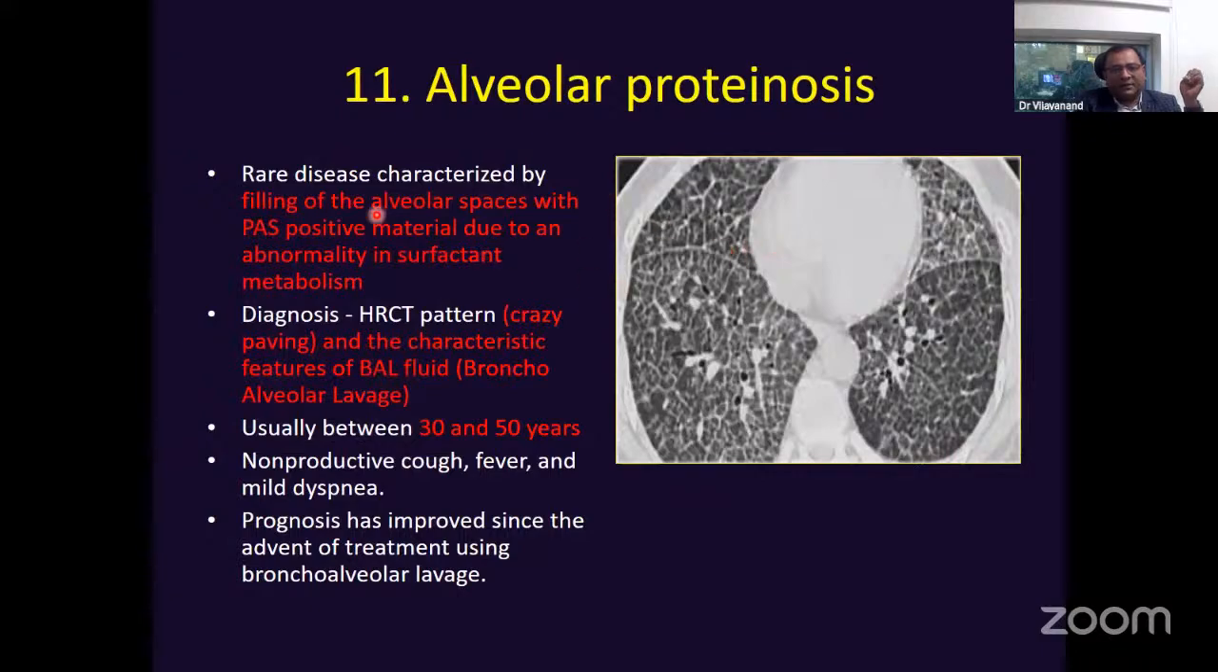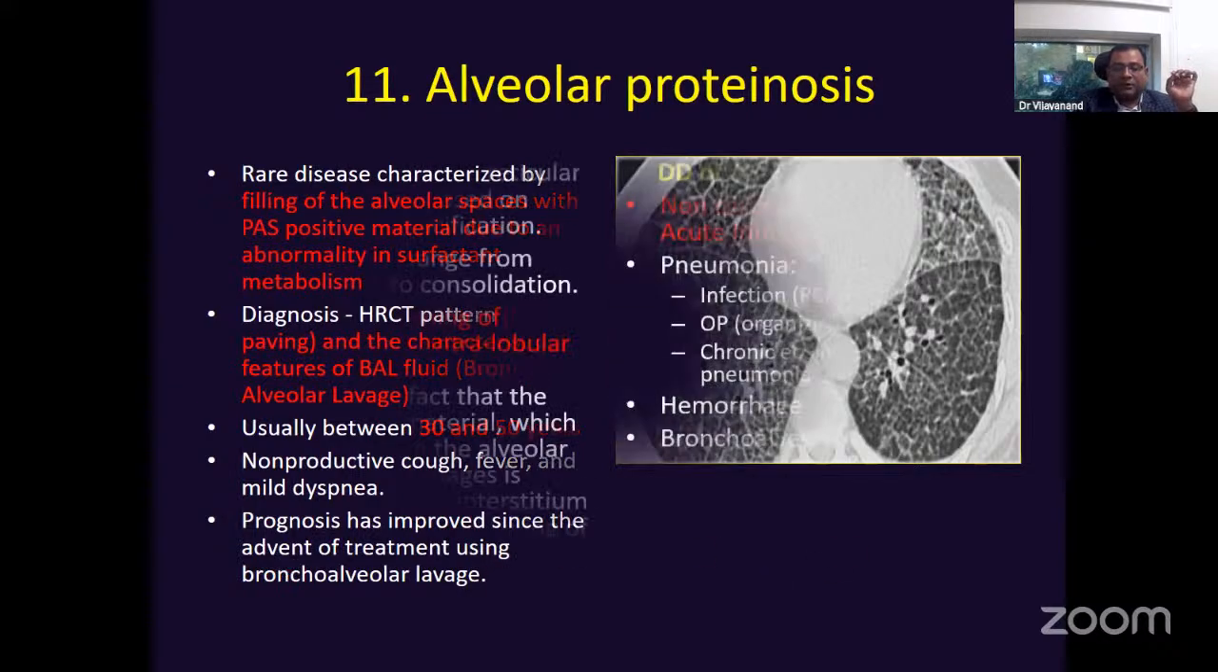Coming to alveolar proteinosis, it's a rare disease characterized by filling of the alveolar space with PAS positive material due to an abnormality in the surfactant material. This is actually a spot diagnosis. This is a reticular interstitial thickening in a background of ground glass opacity, which is called a crazy paving pattern. It usually occurs between 30 to 50 years, and patients present with non-productive cough and fever, and the prognosis has improved since the advent of treatment using bronchoalveolar lavage.